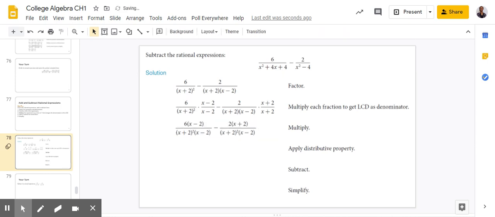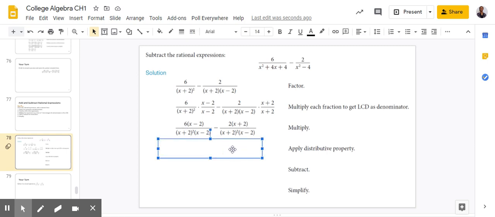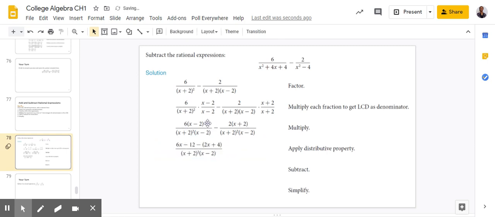So we're going to go ahead and multiply. And now we see that both denominators are x plus 2 squared times x minus 2. And then we've also multiplied in our numerators, so our numerators are now more complex. And now that we have a common denominator, we can perform the subtraction. We can just subtract our numerators.